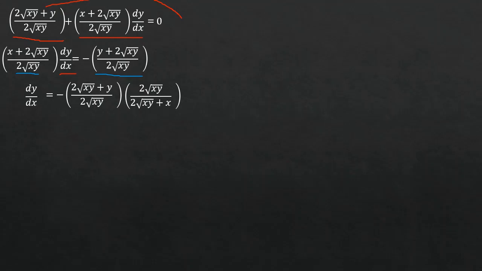So now if we think about cancellation, we are able to cancel this 2 root xy and 2 root xy. So that gives you answer of dy by dx is equal to, numerator में बचा y plus 2 root xy और denominator में बचा x plus 2 root xy. So this is what the answer of dy by dx we obtained.